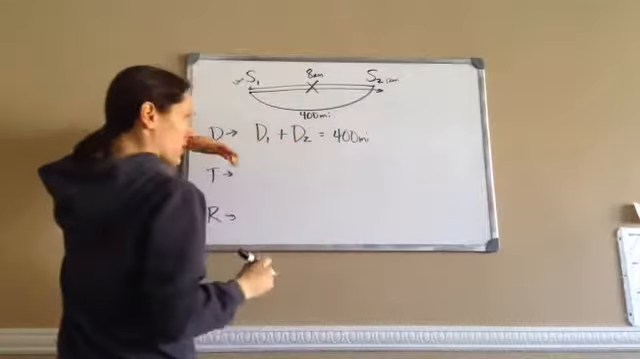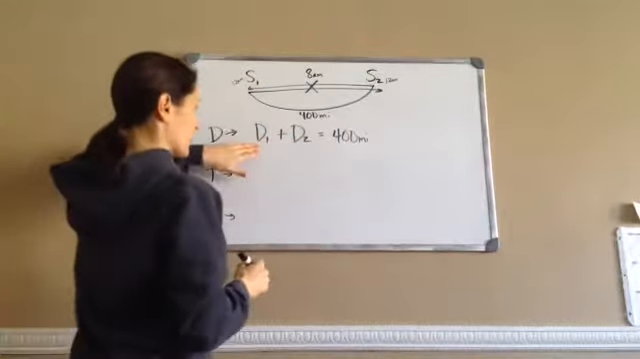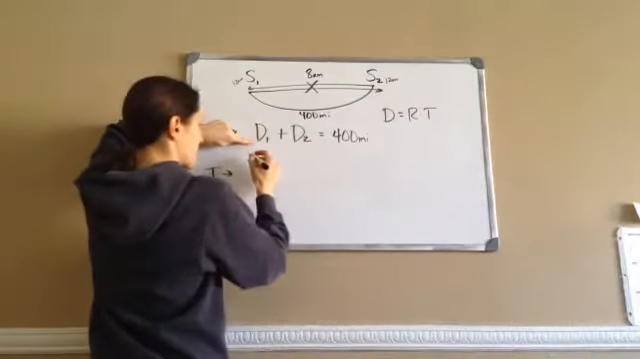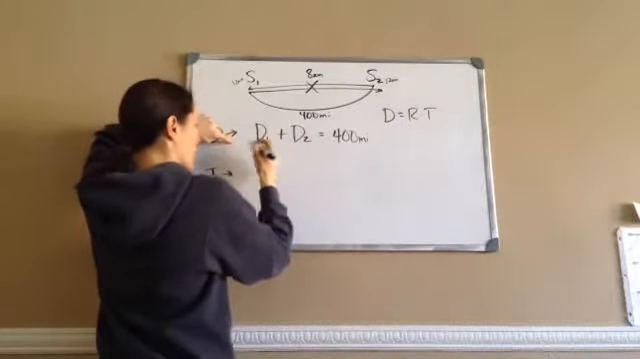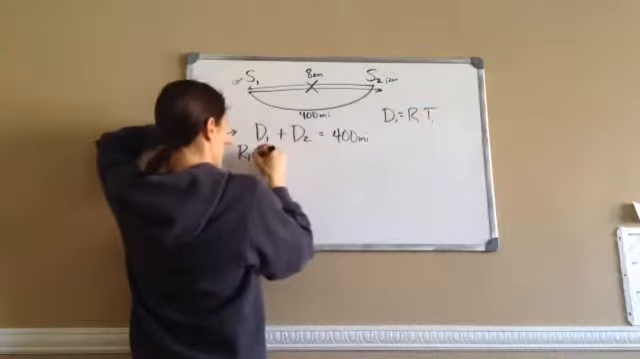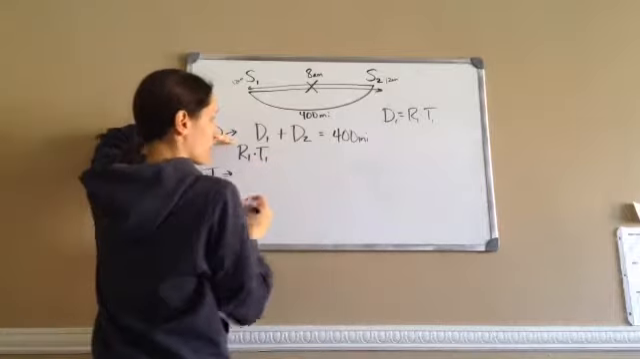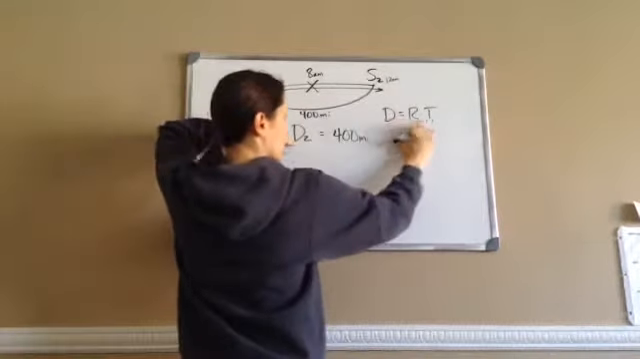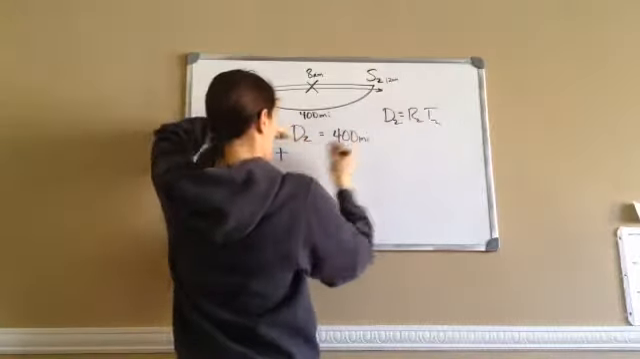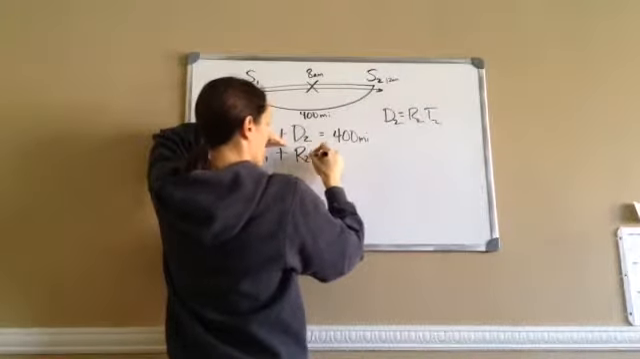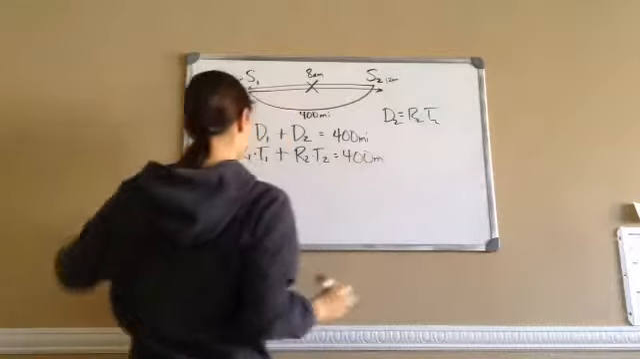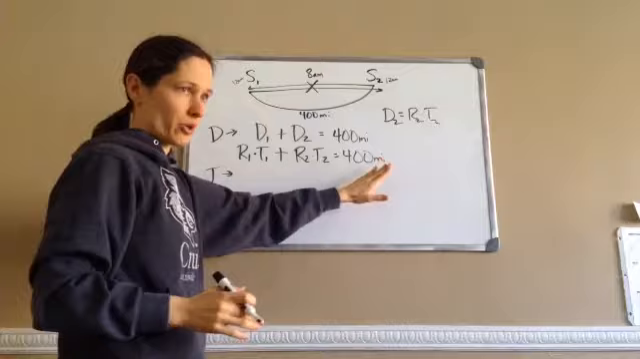Okay, this one's going to be miles per hour again. Now again, because we know that distance equals rate times time, the distance of train 1 would be the rate of train 1 times the time of train 1, plus the distance of train 2, which would be the rate of train 2 times the time of train 2, which equals 400 miles. Okay, that's our equation that we're going to insert stuff in.